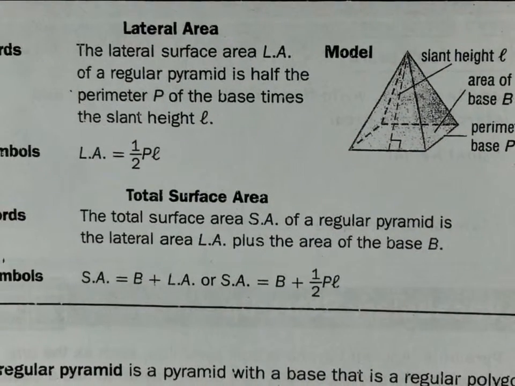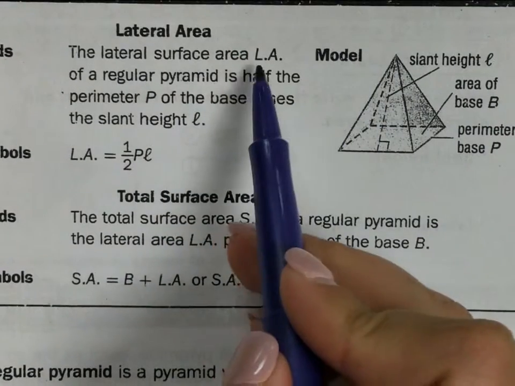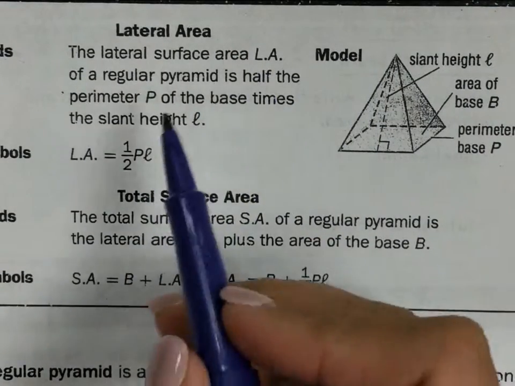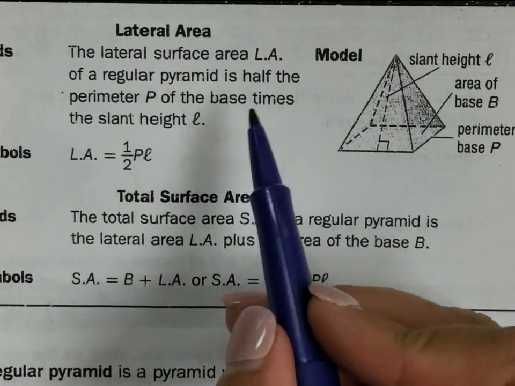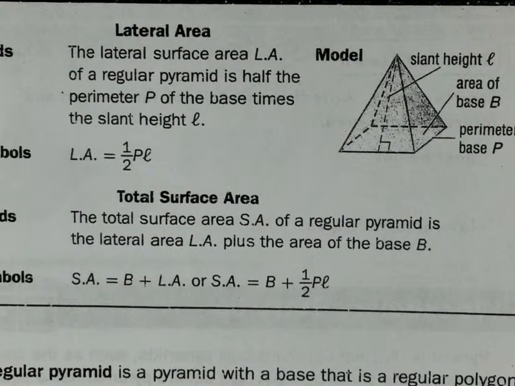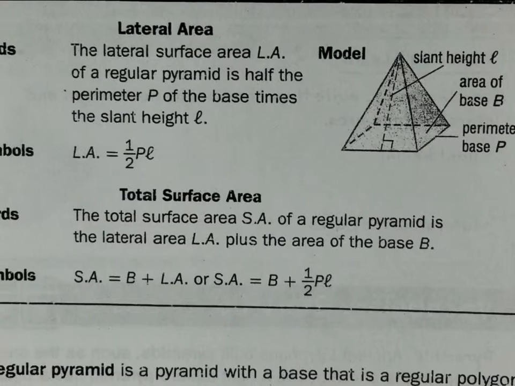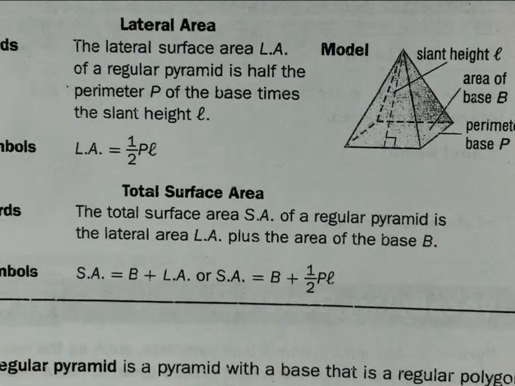Alright, so we've got lateral area, which tells us the lateral surface area, which we will denote LA, of a regular pyramid is half of the perimeter, capital P, of the base times the slant height. So that capital P is standing for the perimeter of the base. Does anybody remember how to find the perimeter? Add all the sides together.